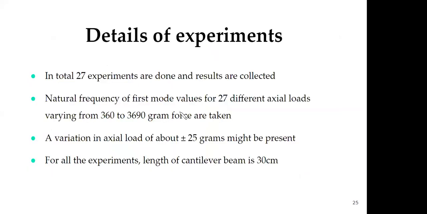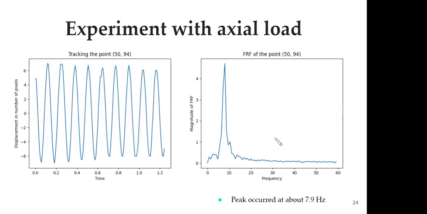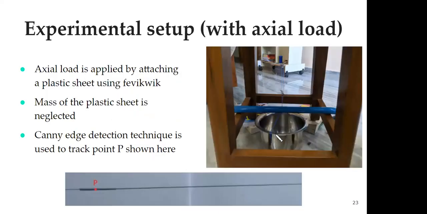And then I have performed a set of experiments. In total, 27 experiments were done with varying axial loads, starting from 360 gram force to 3,690 gram force. Axial load is not exactly calculated because I don't have an exact weight measuring device. So what I have done is I poured water into the container shown here. I have a measuring cup which measures 180 ml at a time. So I kept pouring 180 ml at a time, which increases 180 grams weight.